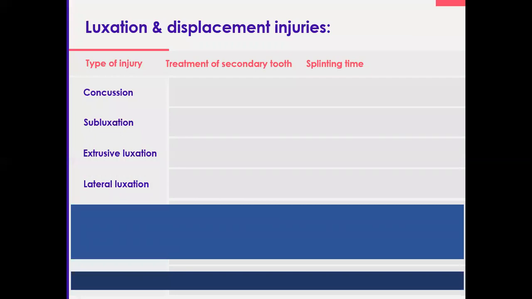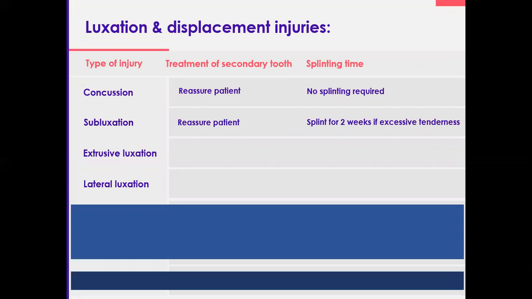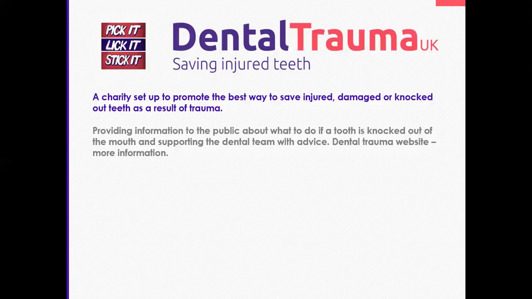To sum up, no splinting in concussions, 2 weeks in subluxation if tender, 2 weeks in extrusions, and 4 weeks in lateral luxations. And you need to make sure that they're all flexible splints. So far, the only rigid splint we talked about was for cervical root fractures, okay? Everything else is flexible, okay? Okay, so that's it. That's all you need to know about lateral luxations.